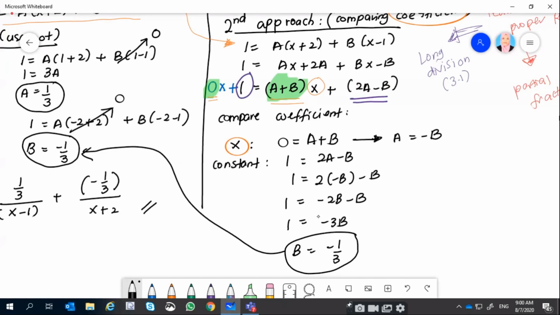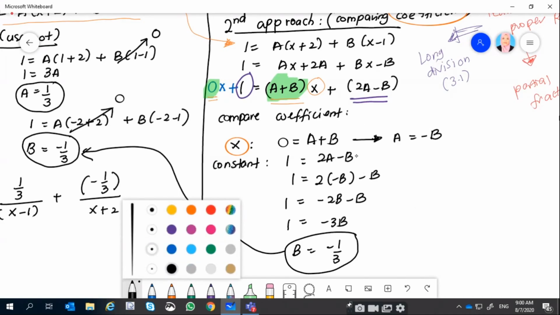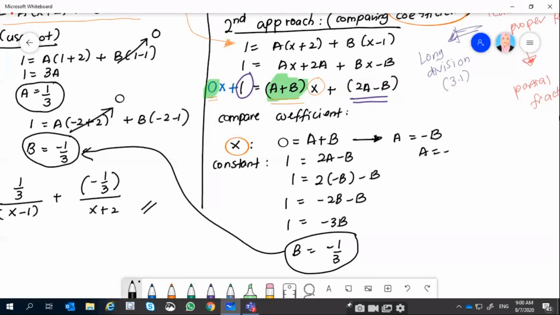I think the second approach is better. It can be used on everything. Yes, the second approach is better, but sometimes it is complicated when it involves a complicated polynomial. But it depends on you. Both are accepted. Now let's find a. So a equals negative b. b is negative 1 over 3. So a is 1 over 3. So this is how to use the second approach.